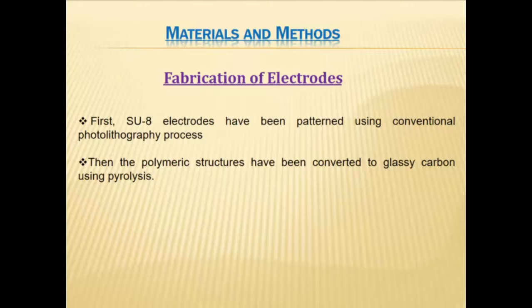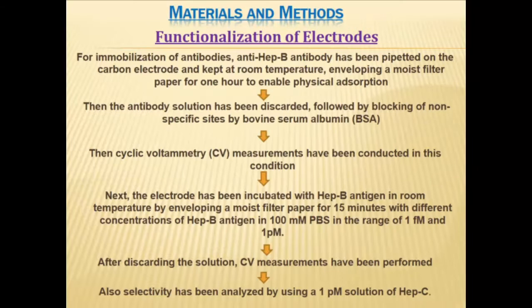We have fabricated electrodes using that carbon MEMS process. First we made SU8 electrodes and then converted them to carbon. Then came the functionalization of those carbon electrodes with antibodies. First we pipetted this anti-hepatitis B antibody. We kept it for physical absorption of the antibody.